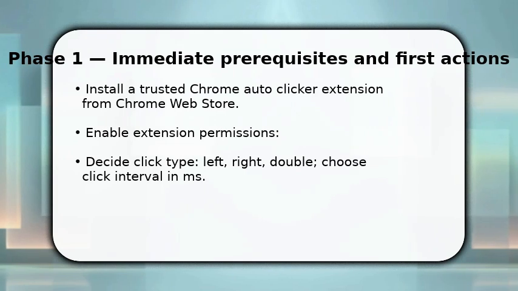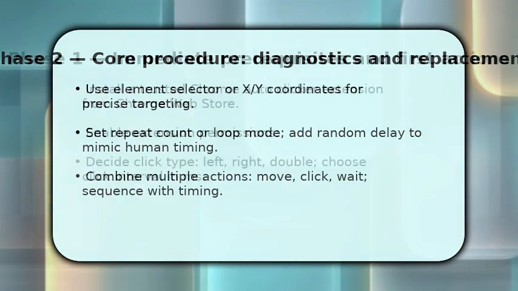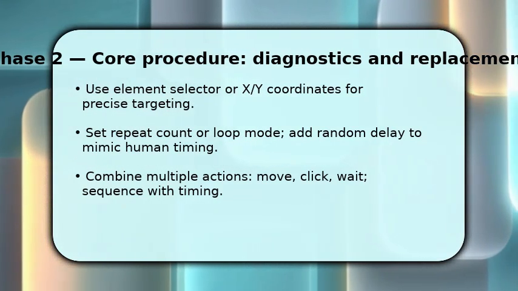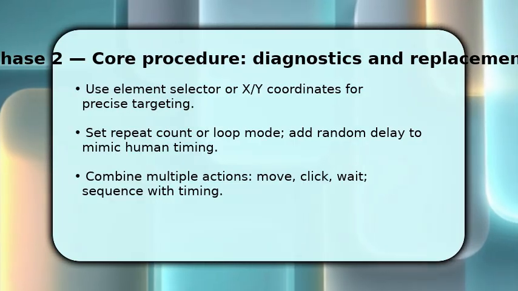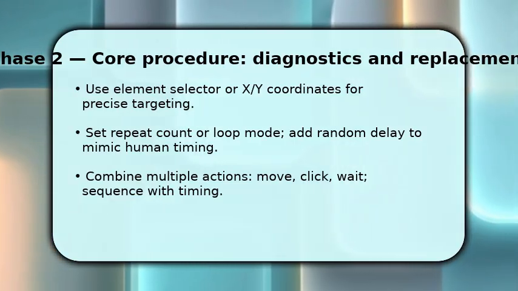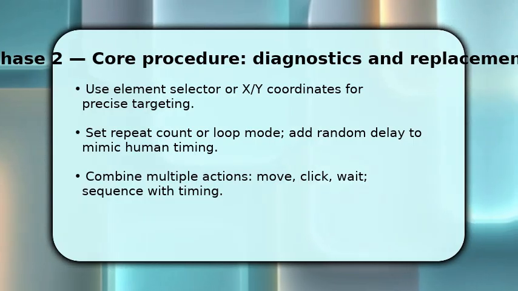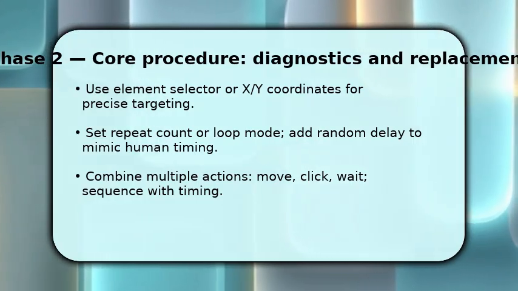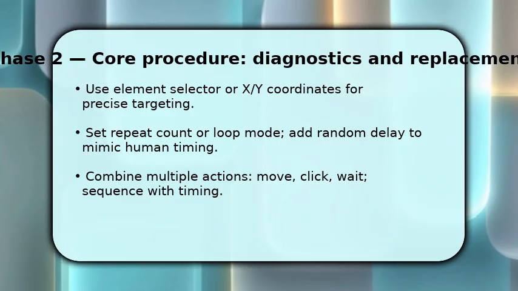Once the extension is active, pick how you will target actions. Use the CSS element selector for robust clicks or X/Y coordinates for fixed positions. Then create your sequence, add a click action, insert delays between actions, and set a repeat count or continuous loop.